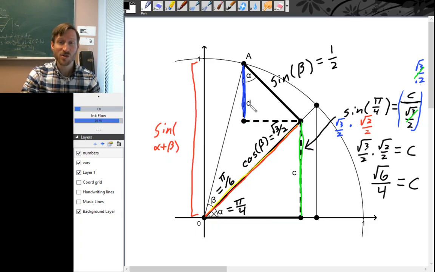Take a second to pause the video and see if you can, based on what you've seen with c, use the same idea to find d. So pause the video and see if you can make any progress.